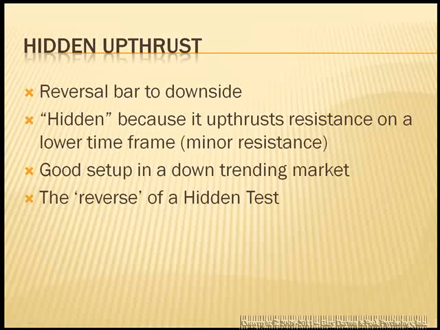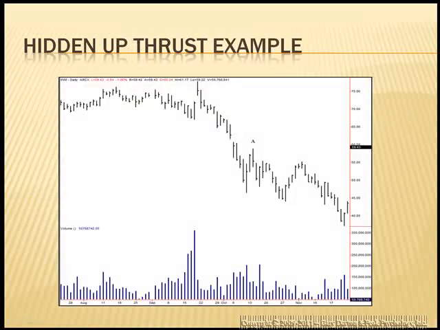And it is the reverse of a hidden test, and I really like this in a downtrending market. It's my favorite entry in a downtrending market. So, for example, here we are coming down, coming down, coming down. We do get a little stopping volume, and it does kind of stop the market here. But as it rallies back up, this is the hidden upthrust right here. That's the hidden upthrust. It's just a key reversal bar on a weak rally.